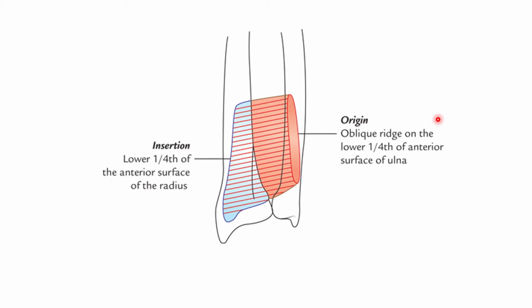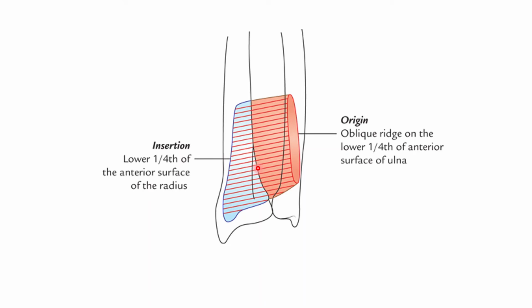So the attachment of the pronator quadratus is mainly restricted to the lower 1/4 of the forearm, where the origin is from the anterior surface of the lower 1/4 of the ulna, runs horizontally laterally to reach the anterior surface of the lower 1/4 of the radius. Only the deep fibers are seen attached to the part of the shaft above the ulnar notch of the radius. So this is about the attachment of the muscle pronator quadratus.